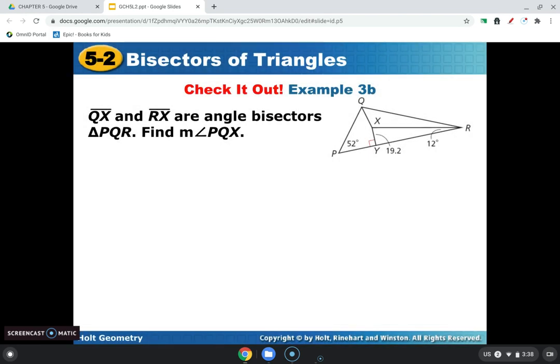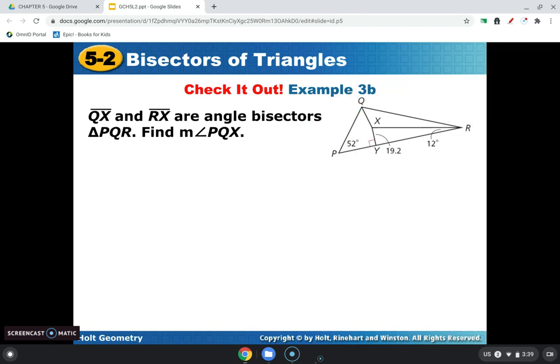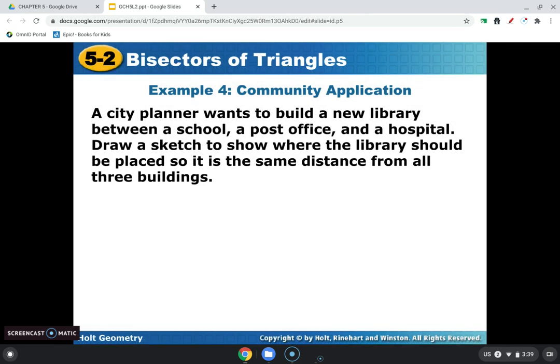Once again, for PQX, think big triangle. So we know that's 52. XR is the angle bisector, which means that whole angle has to be 24. 52 plus 24 is 76. Subtract that from 180, which leaves you 104 up here. We're trying to find PQX, which is just this angle in here. So 104 divided by 2 is 52 degrees. All right, angle bisector, incenter.